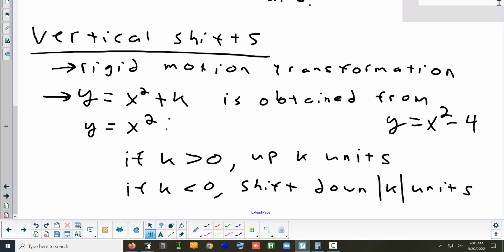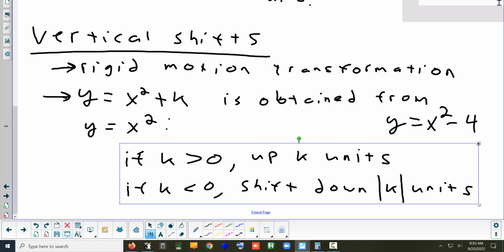If you had a plus like 0.5, would that be going down? No, that's up a half. Plus 0.5. Anything that's a number greater than 0 is a shift up by that amount.